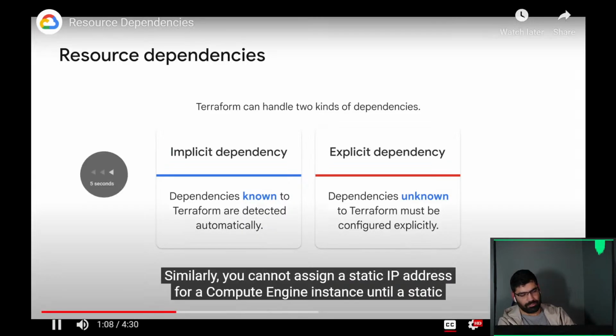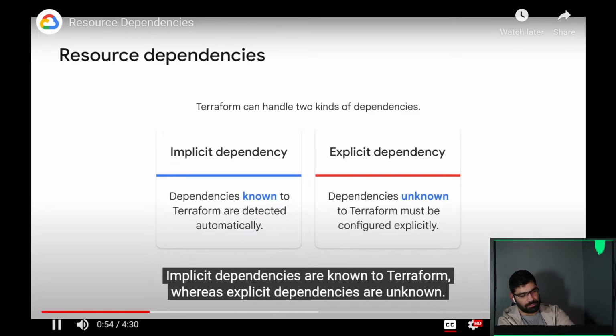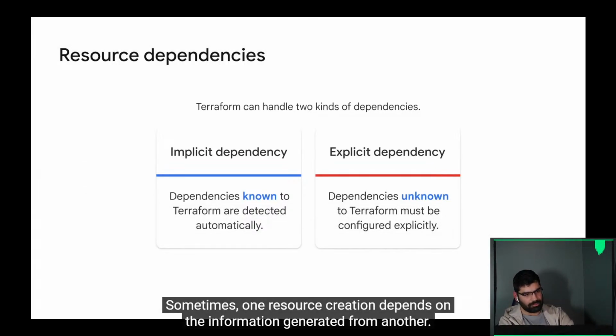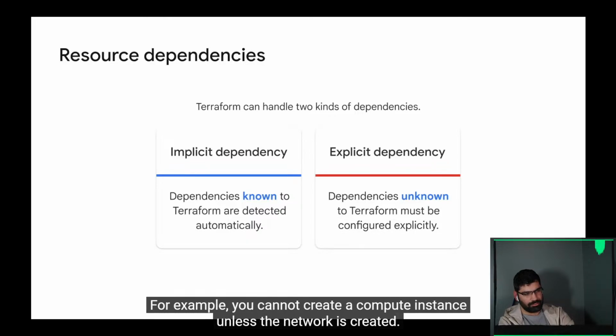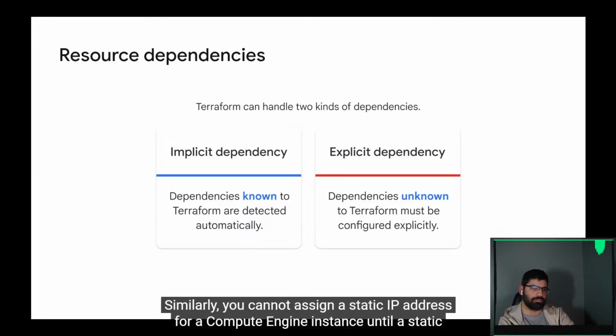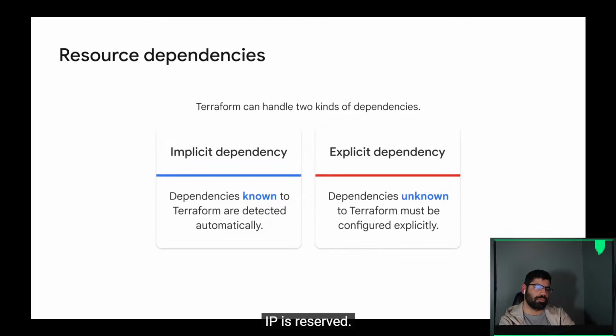These dependencies are implicit. Sometimes one resource creation depends on information generated from another. For example, you cannot create a compute instance until the network is created. Similarly, you cannot assign a static IP address for a compute engine instance until a static IP is reserved. These dependencies are implicit.